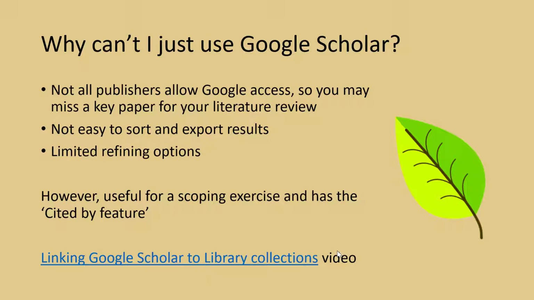And these include that not all publishers allow Google access to their content, so you may miss a key paper for your literature review. If you're using Google Scholar, it's not as easy to sort or export your results, and there are limited refining options. You can watch a short video on how to link Google Scholar with Lancaster University Library, which will be useful if you are using it for a scoping exercise, and I've put a short video in the files area of your team's site.